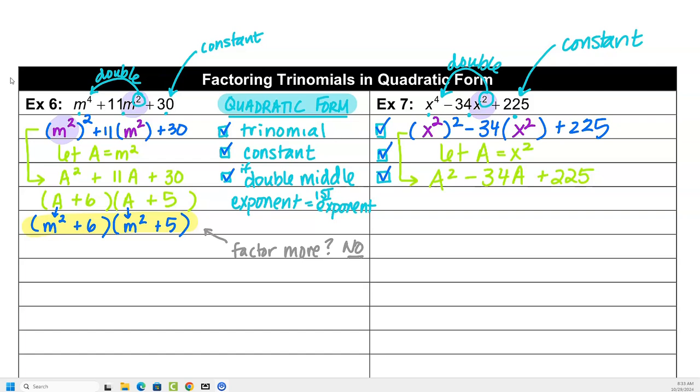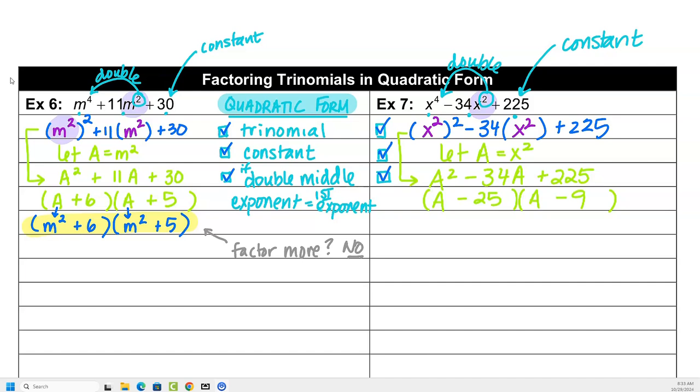Okay, now this one's a little bit harder, but it does have a leading 1, so that makes it pretty more straightforward to factor. So I can make my 2 groups. I know I'm going to have A and A. So we're looking for 2 things that multiply to be 225, that add to be negative 34. And I'm just going to tell you what it is. It's negative 25 and negative 9. Are you okay if I do that?